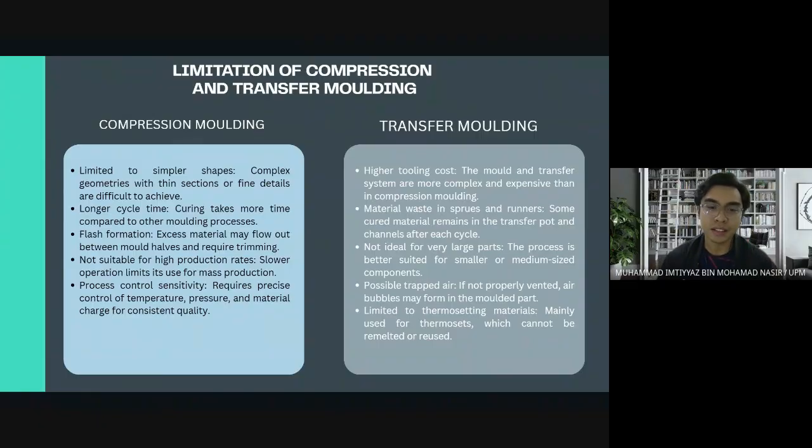Then there is a possibility of trapped air. If not vented properly, air bubbles may form and the product will not be perfect. And lastly, it's limited to thermosetting materials only, thermosets. Yeah, and that's all for compression and transfer molding.